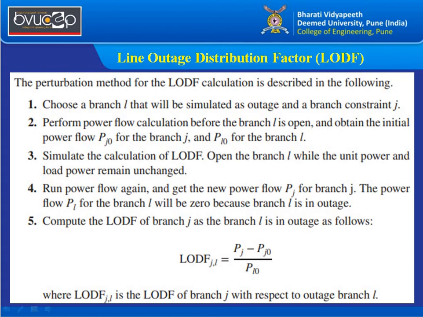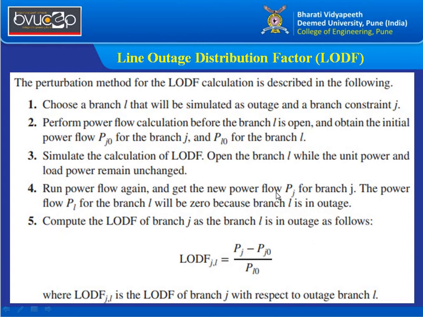In this line outage distribution factor, instead of considering a generating unit, we are going to consider a branch or a line. So choose a branch L that is going to be simulated as an outage due to some reason. Out of one power system, suppose there are 10 buses, we are removing one branch as an outage, and then we perform the analysis for that particular branch, and constraint J is there. Perform the power flow calculation before branch L is open. Obtain the initial power flow Pj naught for the branch J and PL naught for the branch L. So we are calculating the two powers for the two branches, Pj naught and Pl naught. Now simulate the calculation of LODF. Open the branch L while the unit power and other load remain unchanged.